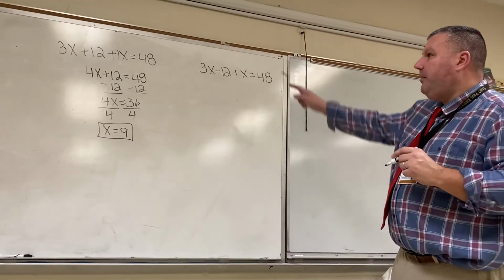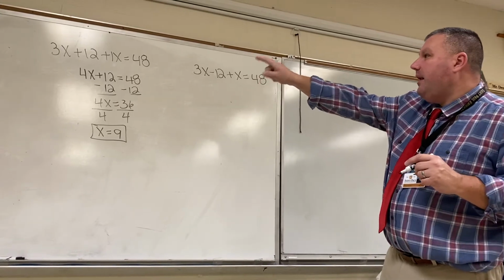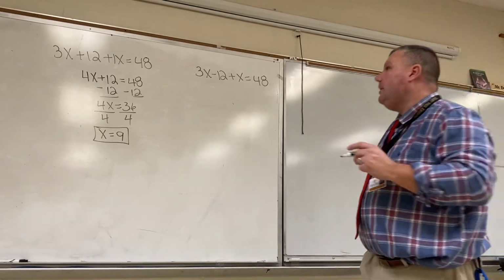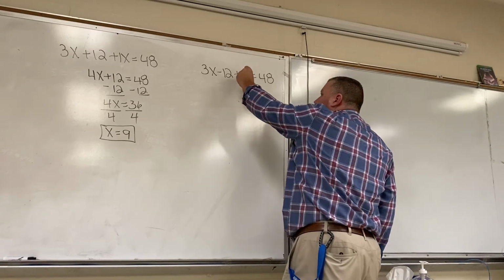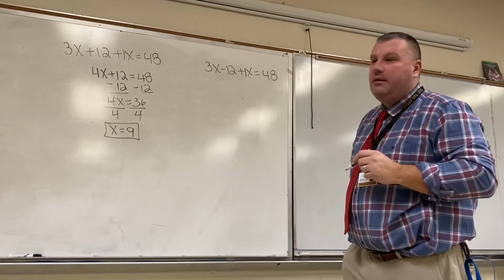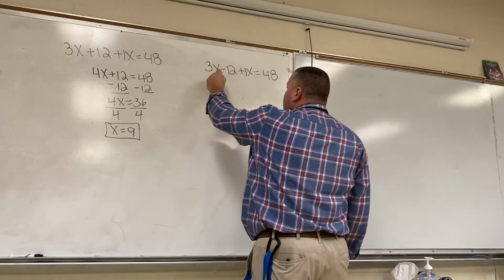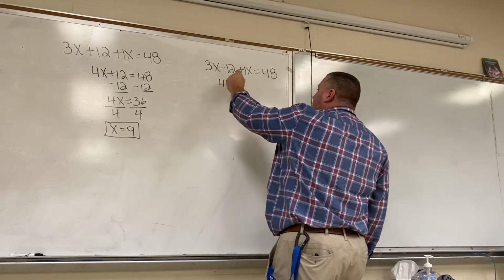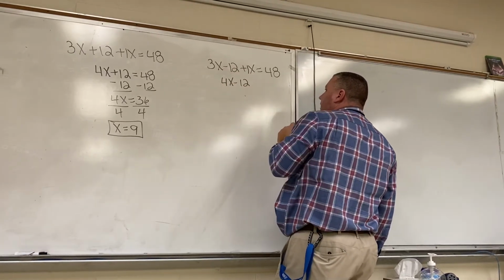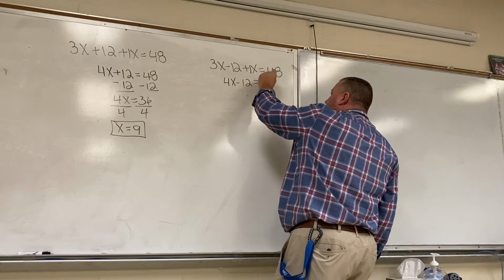This one's a little bit different. You can see that in the last one we were adding 12. Here we are subtracting 12. Same thing. We're going to put a variable by itself, we're going to put a 1 in front of it. 3x plus 1x is 4x. You're going to bring down the minus 12 because there are no other like terms, is equal to 48.